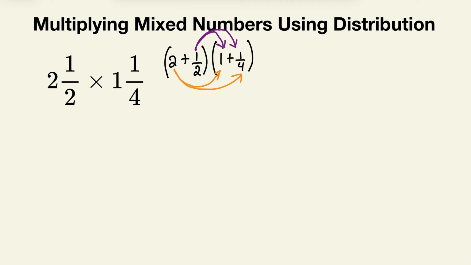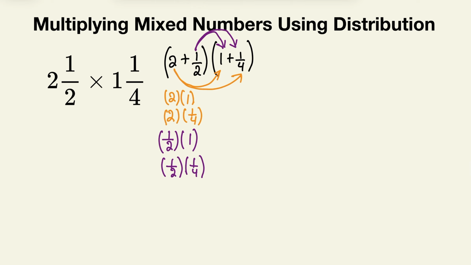All right, so let's go ahead and write this out. We have 2 times 1. We have 2 times 1/4. We have 1/2 times 1. And we have 1/2 times 1/4. Okay, so here we have 4 products. Now our third step is for us to multiply each part. So let's go ahead and do that.